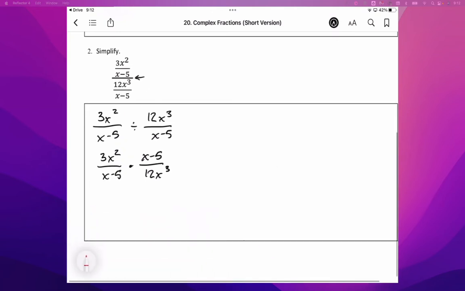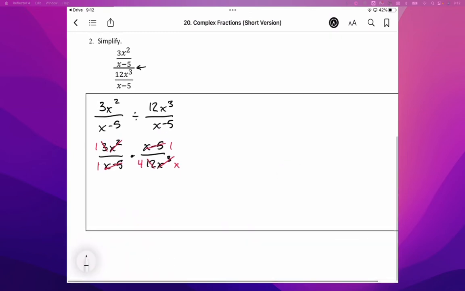And so we can cross cancel like crazy. These x minus 5s will disappear. That makes a 1 and a 1. The 3 will divide out of the 12 to make a 4. That x squared is going to divide out and make just a 1 up there. And then x to the third is just going to become x. And so what we've got is 1 times 1 in the numerator is 1. 1 times 4x in the denominator is just 4x. And so for number 2, 1 over 4x is going to be our final answer.